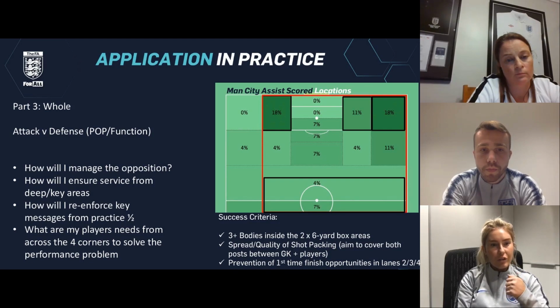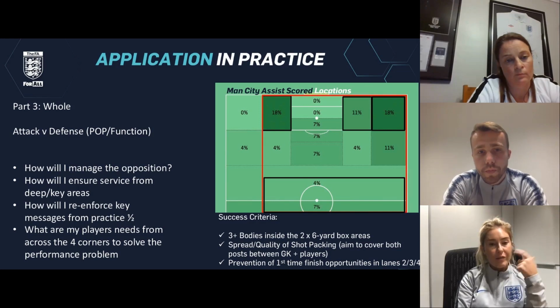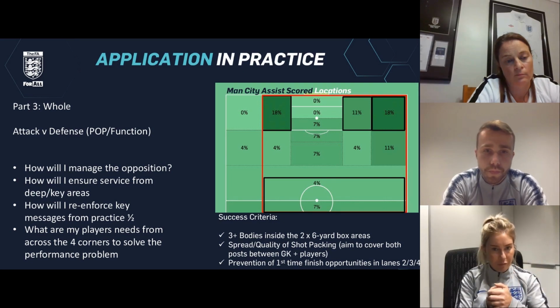How can I ensure the service comes from some key areas? So again, having a real emphasis around deep. How will I utilise either players, staff, feeders from those deeper areas to try and get some assists from those zones and longer passes? And am I going to consider the depth and the space I have in behind to allow me to do that? How can I reinforce some key messages from practice 1 and 2? So that real intent to win, intent to spoil, intent to prevent. How many bodies do we win?